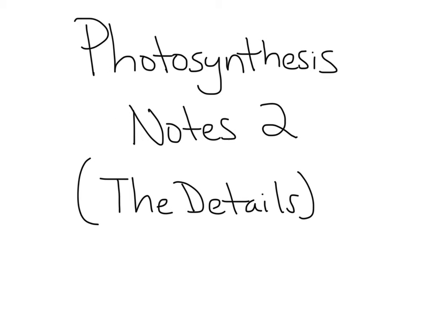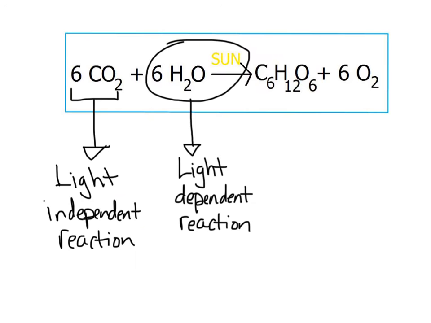In this set of notes, we're going to look at the details of photosynthesis. So again, let's look at the equation. We have 6 CO2, 6 H2O, glucose, and 6 oxygen, and sunlight.